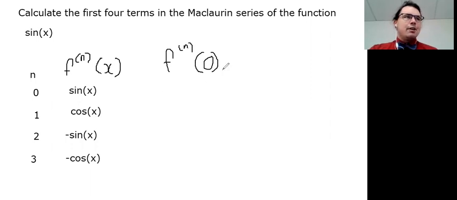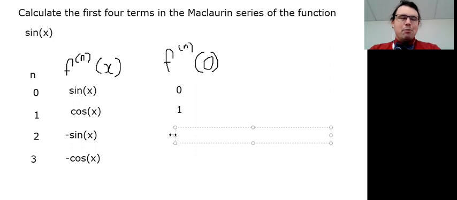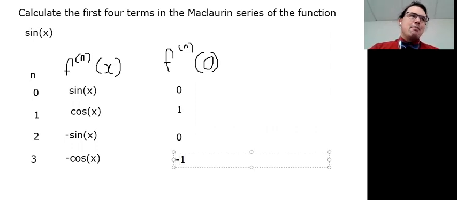So sine of 0 is, of course, 0. Cosine of 0 is 1. Minus sine of x, well, that would be negative 0, which is just 0. And then minus cosine of 0, that would be minus 1.